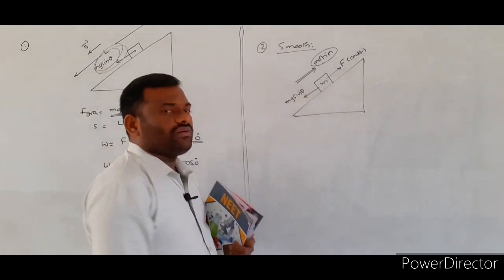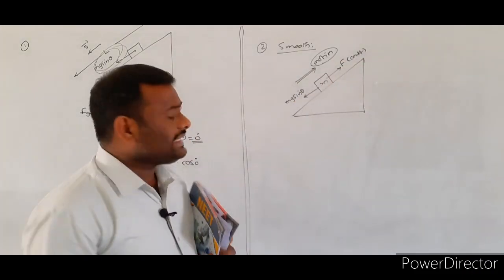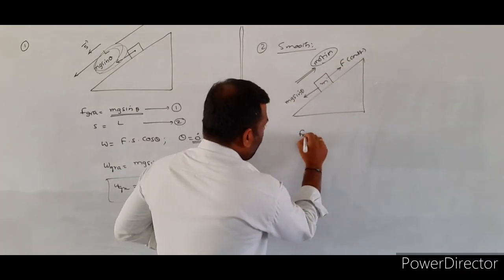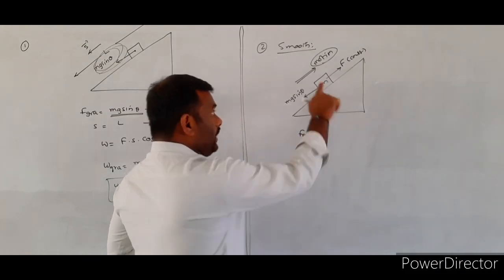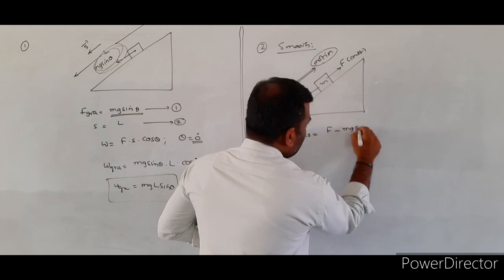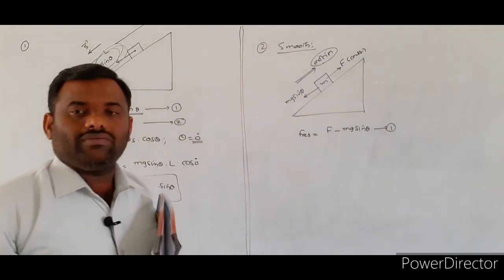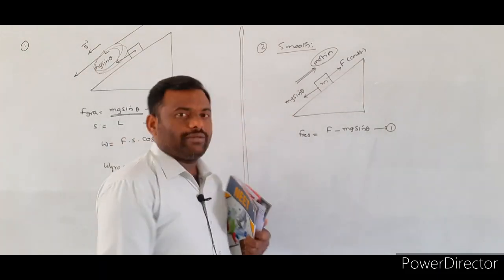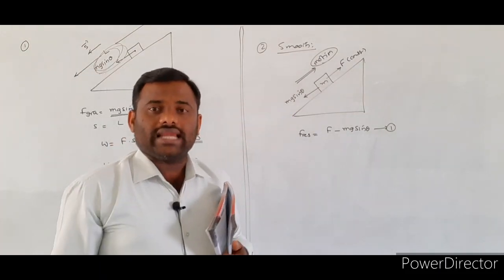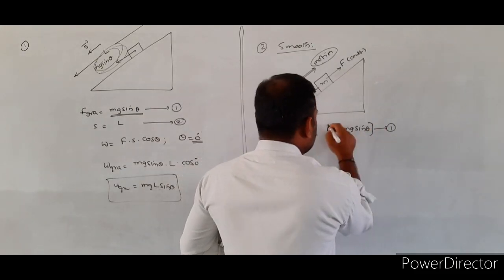See here, already you know the free body diagram. It is the pulling force, and it is the opposing force. What is the resultant force acting on the block? F resultant is equal to the pulling force F minus the opposing force, which is mg sin theta. So whenever the body moves up the smooth inclined plane, the net force acting on the sliding body is F resultant equal to F minus mg sin theta.